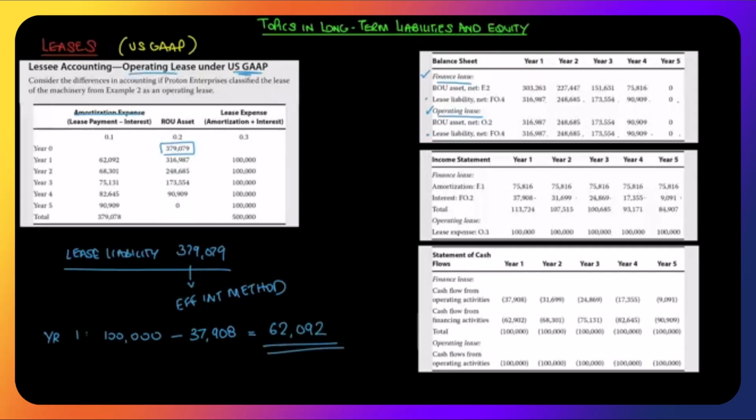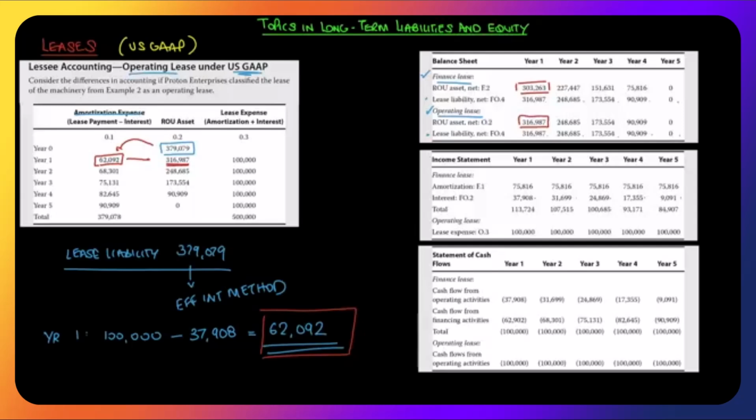That now becomes the amortization of our right of use asset. And look what that means. 37,909 less the 62,092 gives us 316,987. We now have a difference between our operating and our finance treatments.